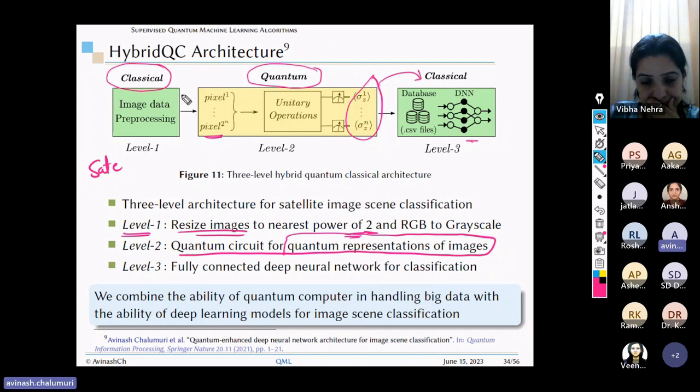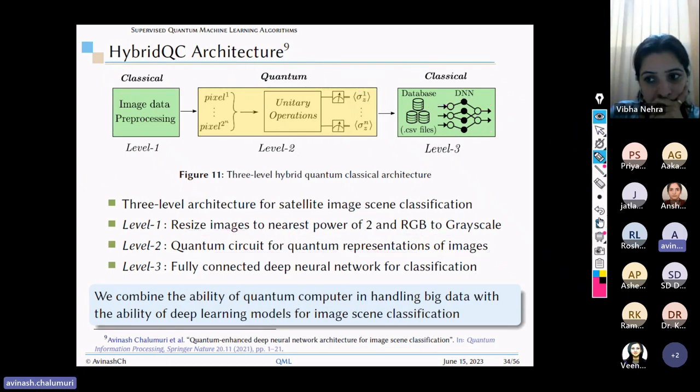Each image is passed through a quantum circuit and we obtain some values out of those images. Those are considered the quantum representation of images. These values are then stored and fed into a deep neural network so that we can classify the scene. As we previously observed that it is difficult to handle everything using quantum, we use this hybrid approach.